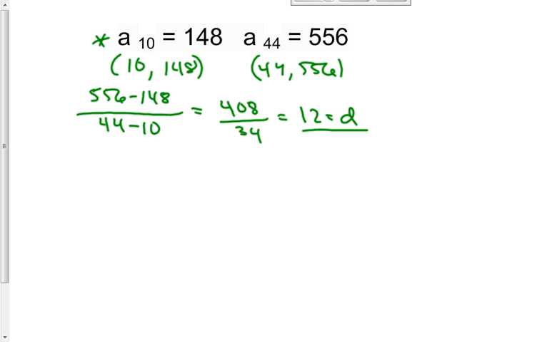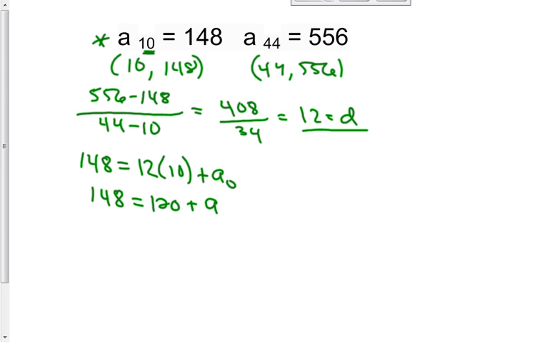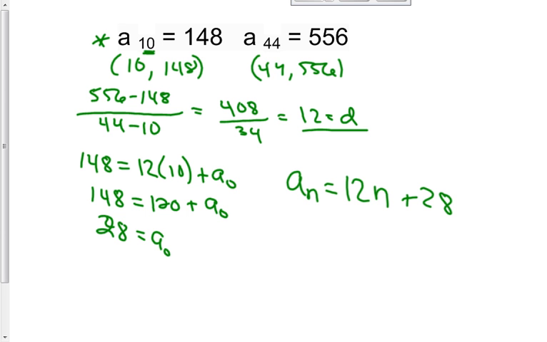The value of the answer, 148 equals d, which is 12. What term are we on? 10 plus a sub 0. 148 equals 120 plus a sub 0. 28 equals a sub 0. Then we can write our model. A sub n is equal to common difference, which is 12, 12n plus the answer we just got, 28.